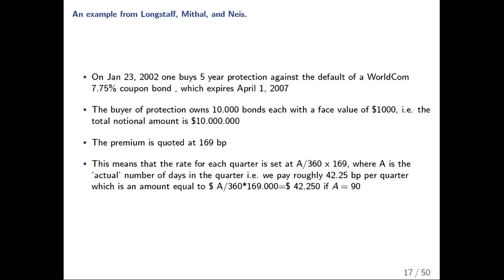Okay? So how would it have actually worked? Well, if you'd bought this CDS protection, you'd have paid a quarterly payment. A stands for accrual factor. So it's typically in the US 1 quarter.